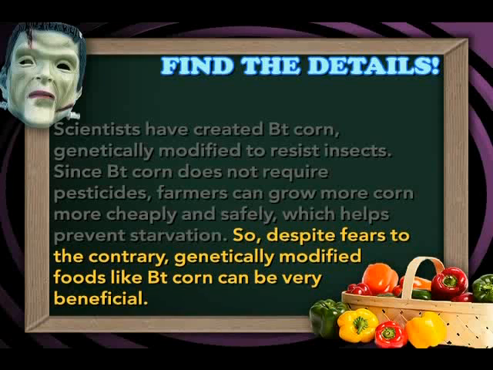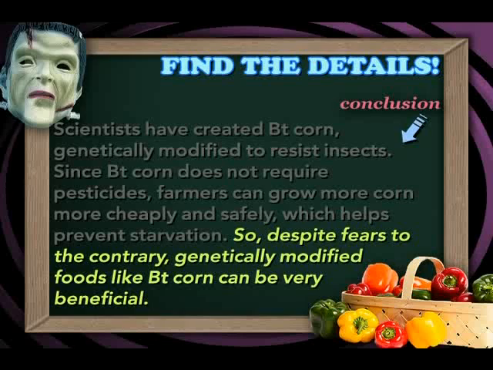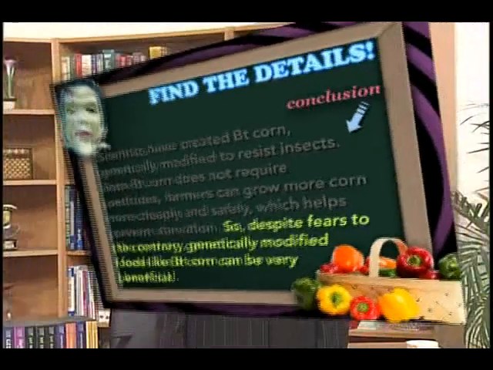So, despite fears to the contrary, genetically modified foods like Bt corn can be very beneficial. I have specific examples in there, as in genetically modified foods like Bt corn, but also notice how my conclusion sums up everything that I said in my paragraph. So now what I would like you to do is to pause the program and identify the type of details that appear in this paragraph about world population. Then come back.